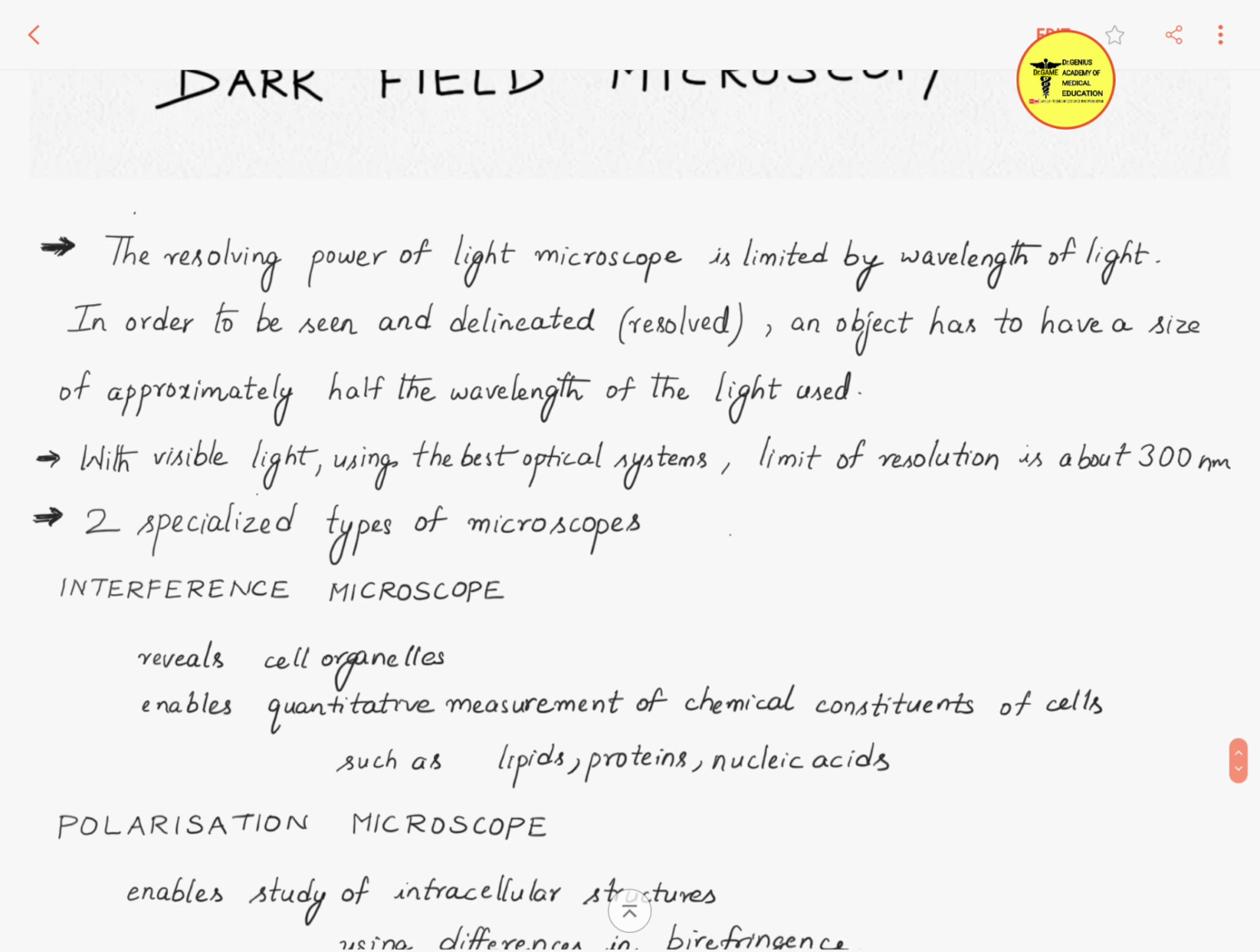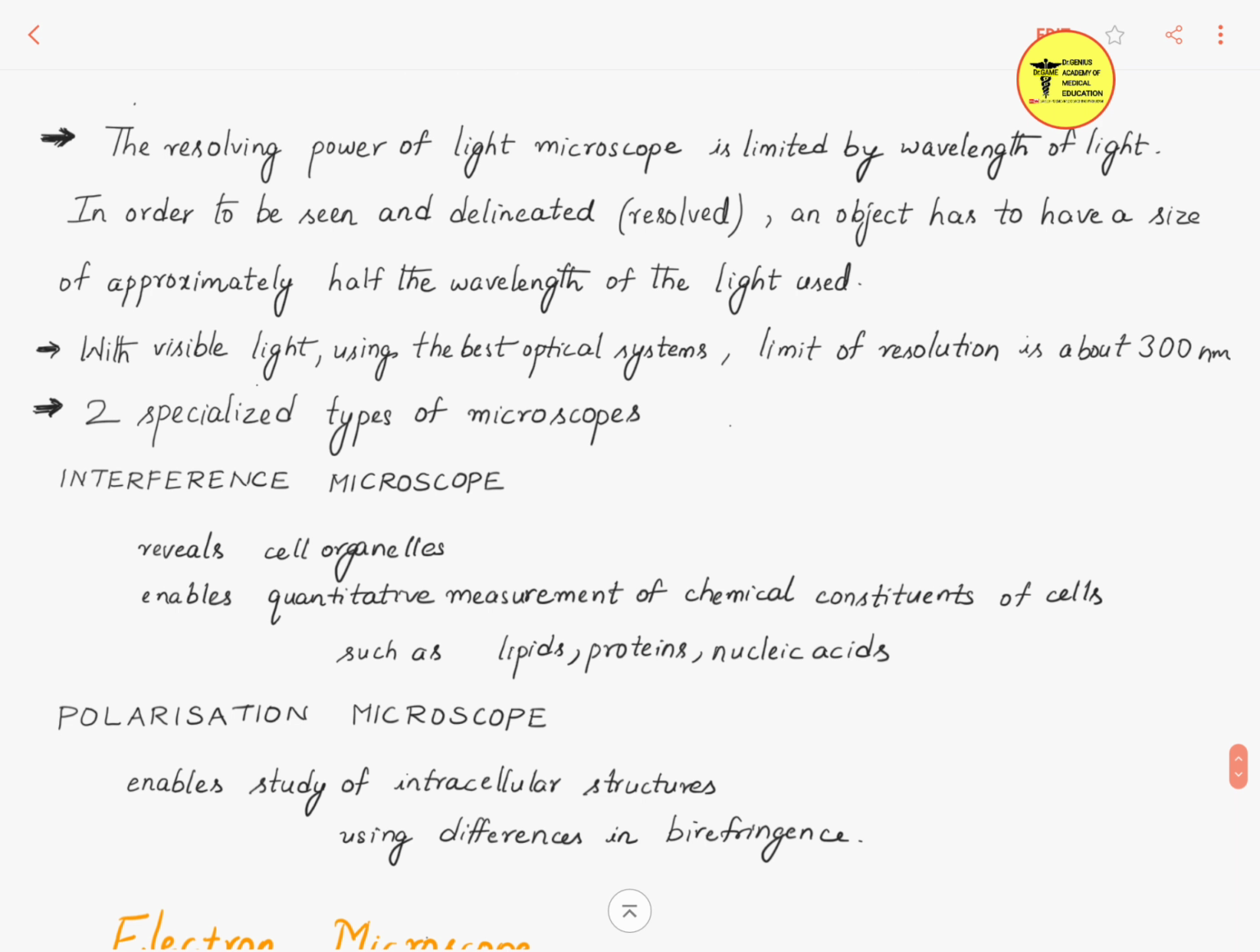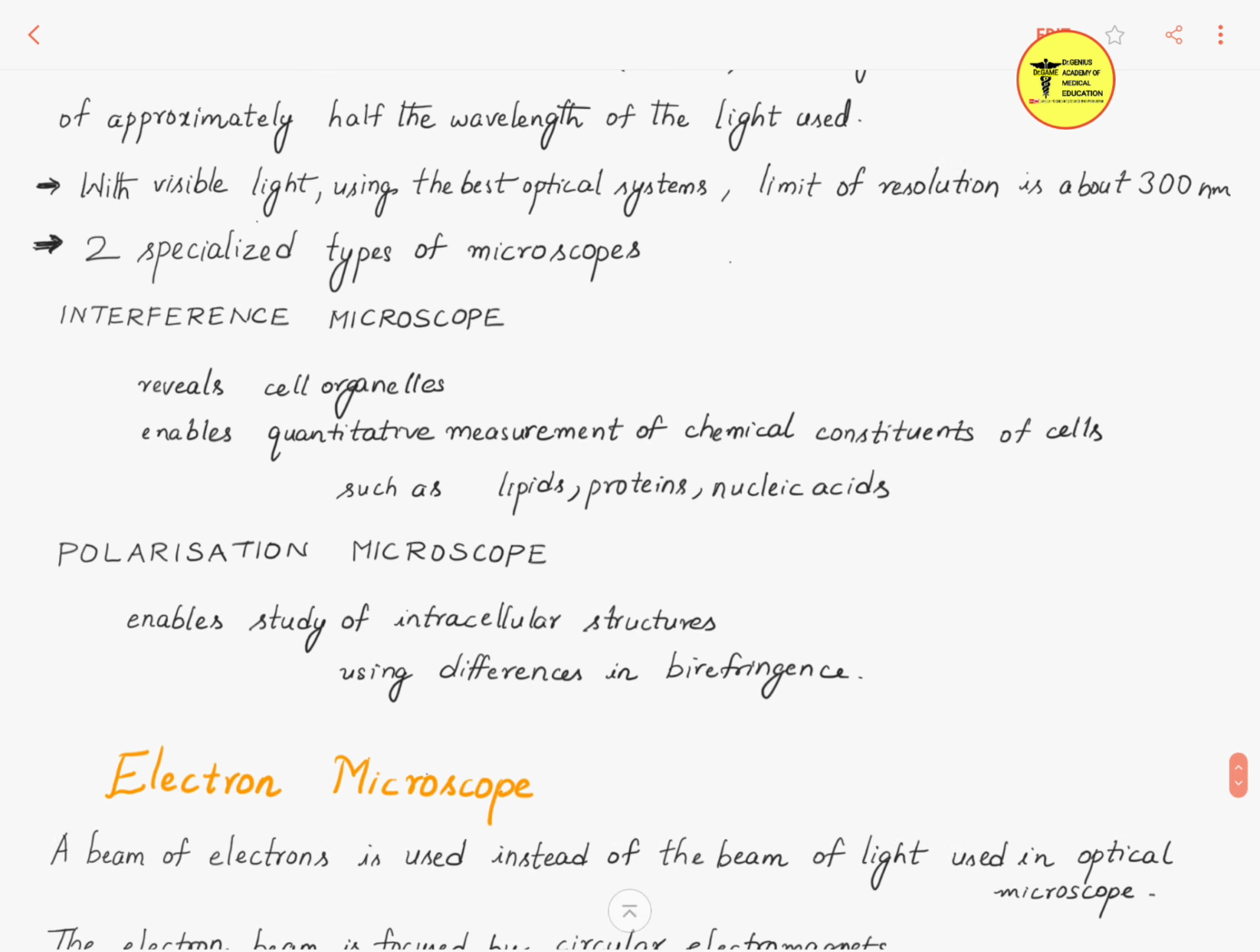The resolving power of the light microscope is limited by the wavelength of light. In order to be seen and delineated, an object has to have a size of approximately half the wavelength of the light used. With visible light using the best optical systems, the limit of resolution is about 300 nanometers. Two specialized types of microscopes. Interference microscope reveals cell organelles and enables quantitative measurement of chemical constituents of cells, such as lipids, proteins, and nucleic acids. Polarization microscope enables study of intracellular structures using differences in birefringence.